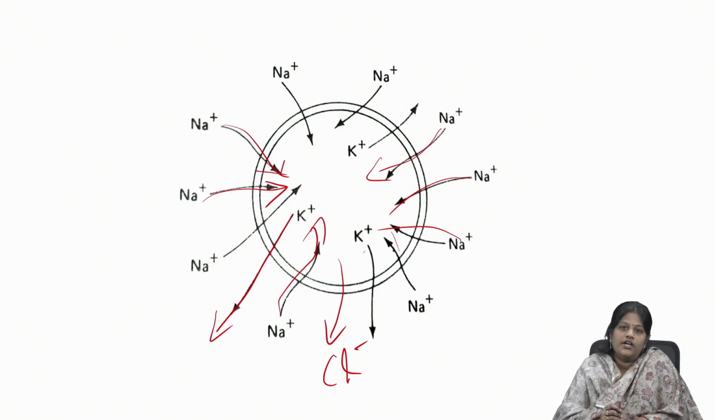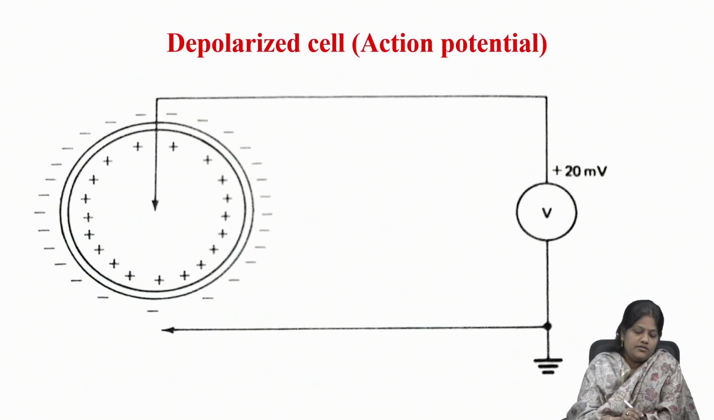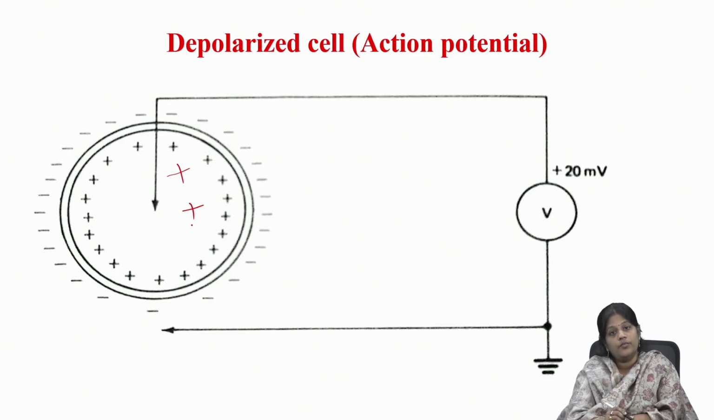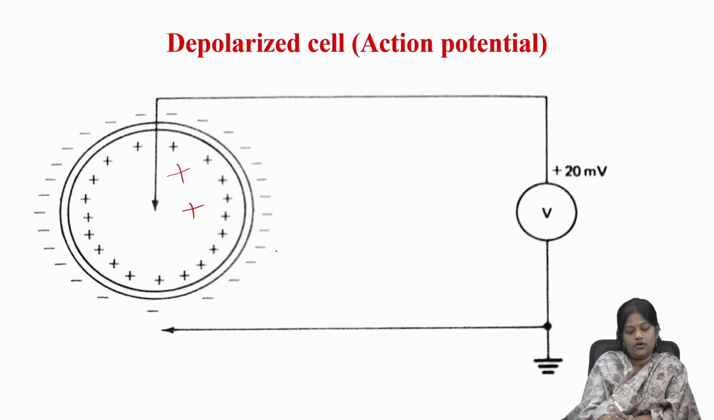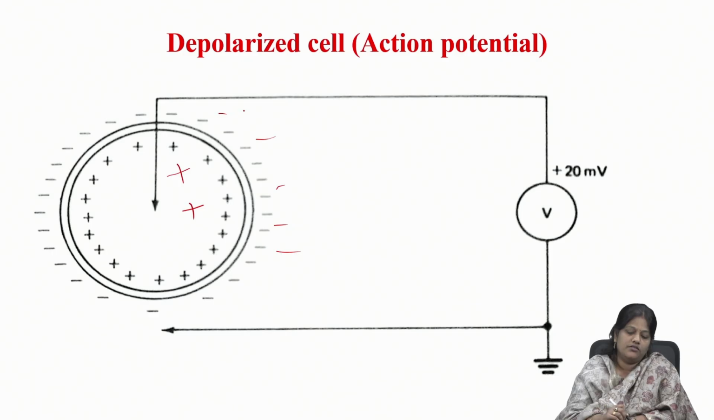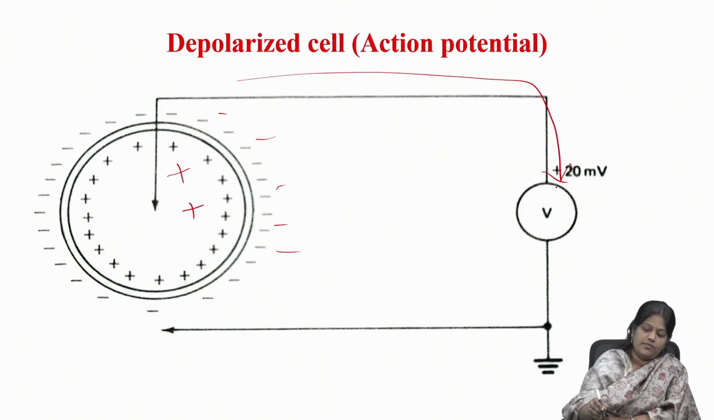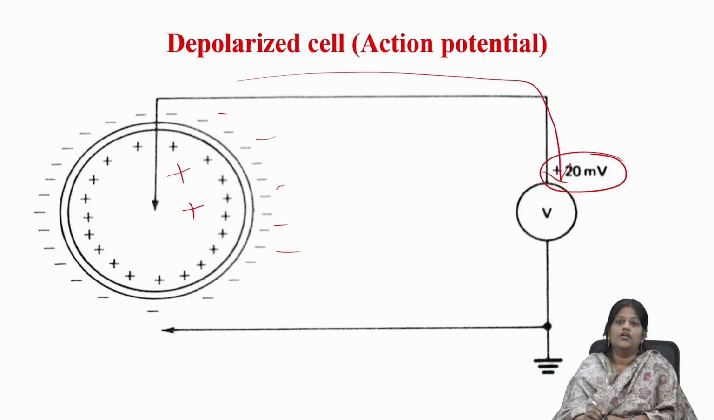Okay, so the chloride ions will become negligible inside and leave the outside of the cell. Because of that, what's happening? A high amount of positive ions is present inside the cell, and a high amount of negative chloride ions will be outside the cell. Because of this imbalance, some amount of voltage will be generated. That one will be plus 20 millivolts.